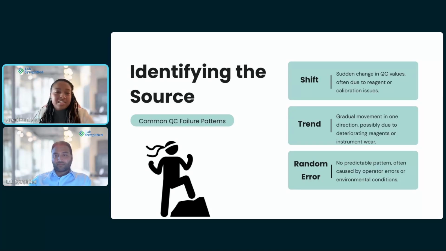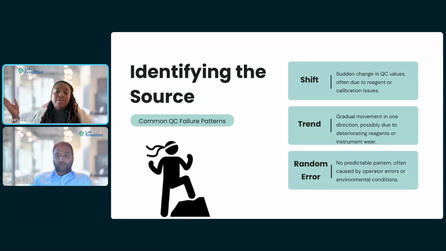So these are some of the QC failure patterns that we may face. A lot of times you'll experience a shift in your data. A shift just means a sudden change in your QC values. It's often due to reagent or calibration related issues, which we'll talk about more in later slides, so I won't go into depth. A trend is a gradual movement in one direction. It could possibly be due to deteriorating reagents or instrument wear and tear.